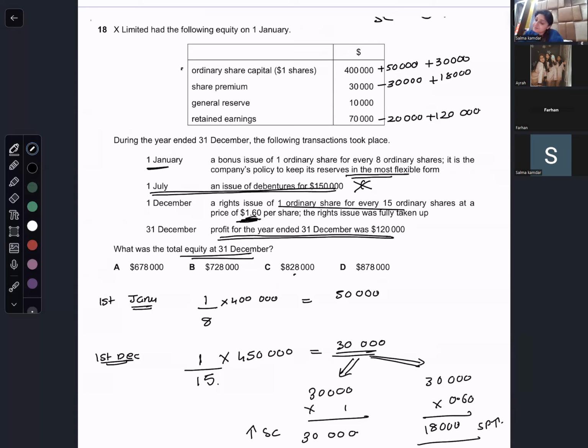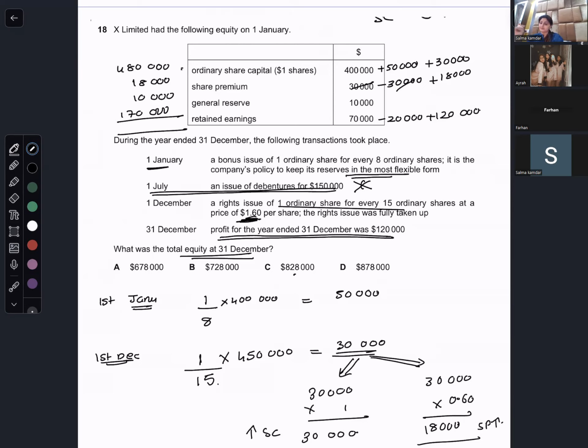Answer: ordinary share capital 120,000, total will be 480,000. Share premium will go away. It will become 18,000. General reserve remains as 10,000. Retained earnings will be 170,000. What will be the total equity?